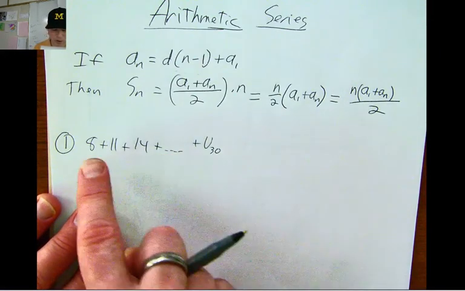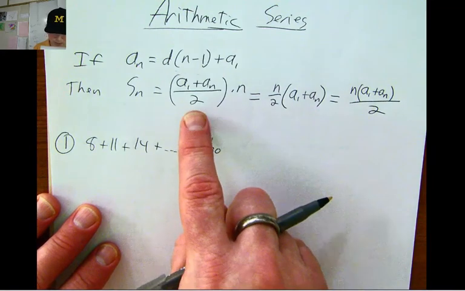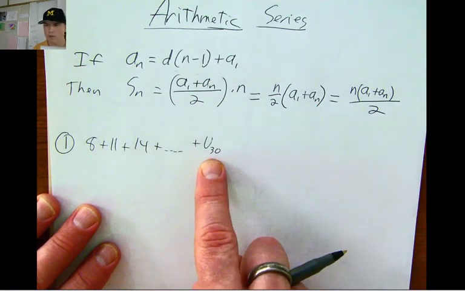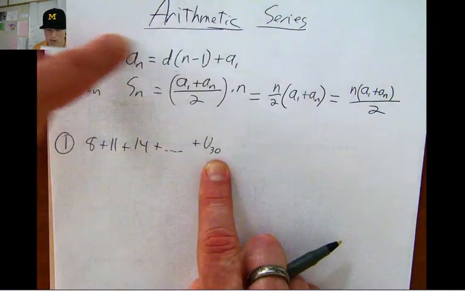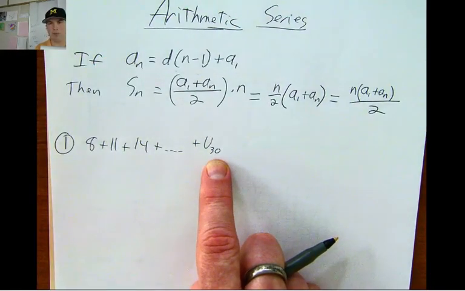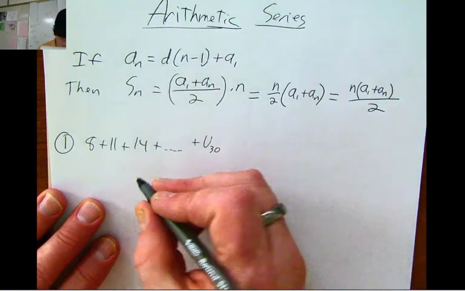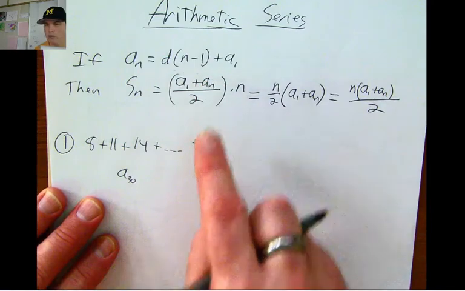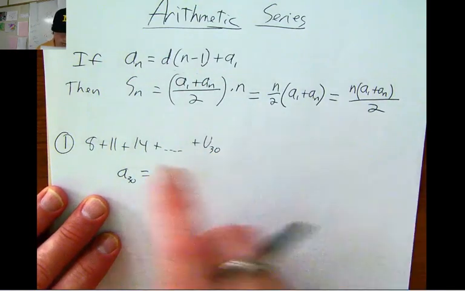I want to figure out what all of these add up to, but the problem is that I don't know what an is. I don't know what this 30th number is, so enter this equation here. This equation helps you find any number in your series. In this case, I want to know what a30 is. You could call this u30 if you want, because they're using a u here. A's and u's, same thing.